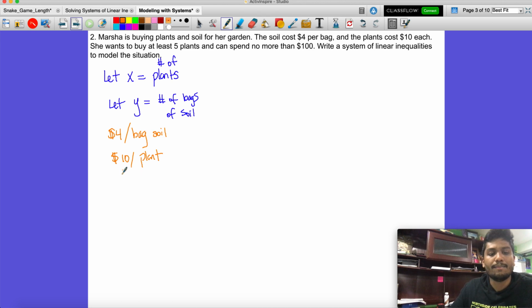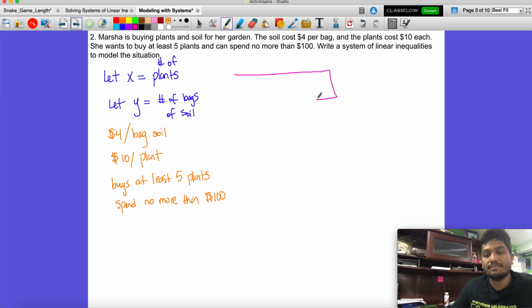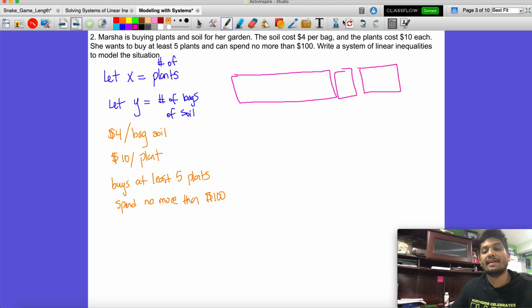buys at least 5 plants, and then spends no more than $100. Now remember from the last problem that we did, we want to have something on this side, we're going to have a symbol here, and then something on this side. That's kind of what we're doing.